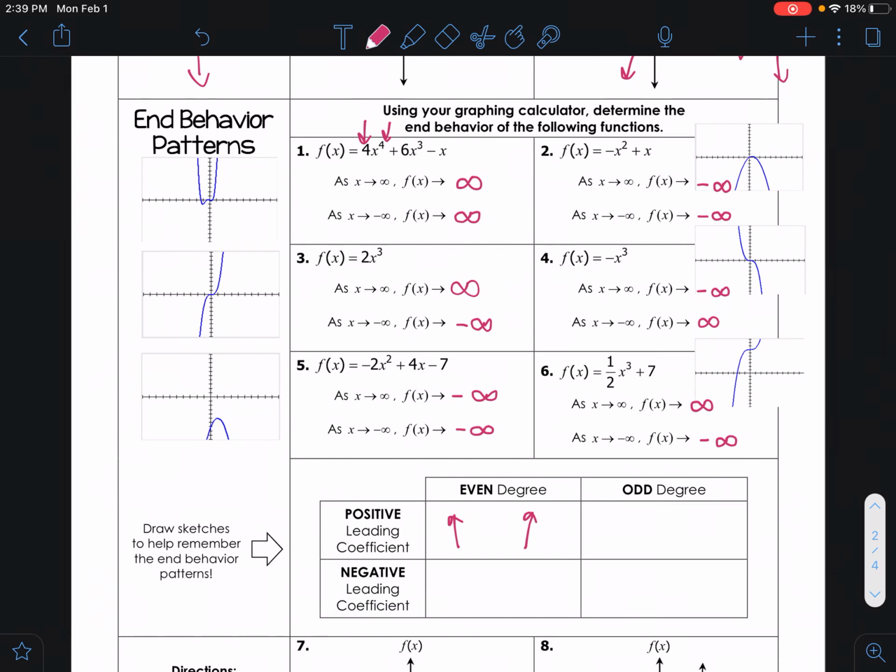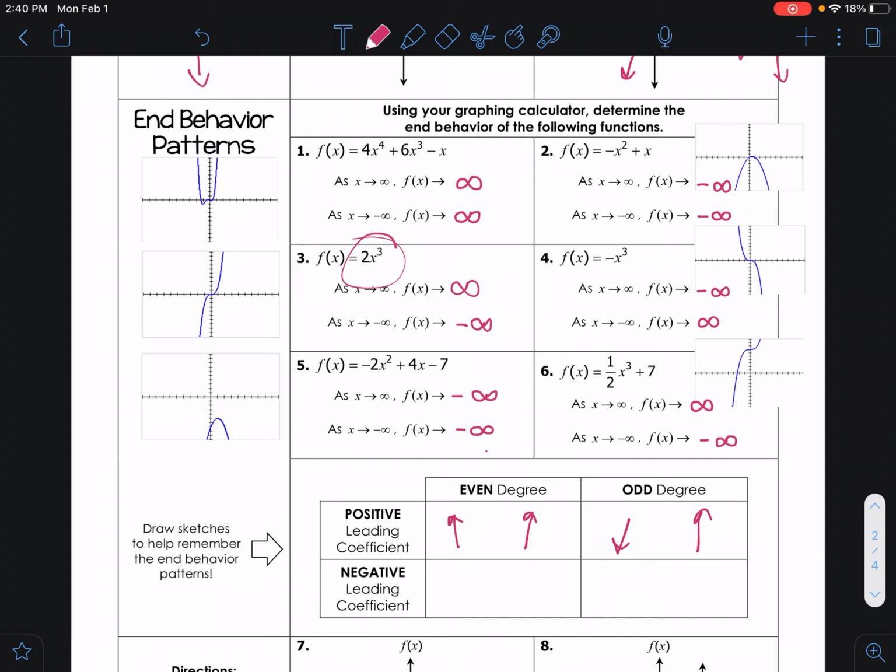Okay, odd degree, but a positive leading coefficient. So we're going to fill in this box right here. Odd degree, but let's see, a positive leading coefficient. So that would be this one. Okay, so what's happening here? As x approaches infinity, f of x goes up. As x approaches negative infinity, this goes down. Okay.